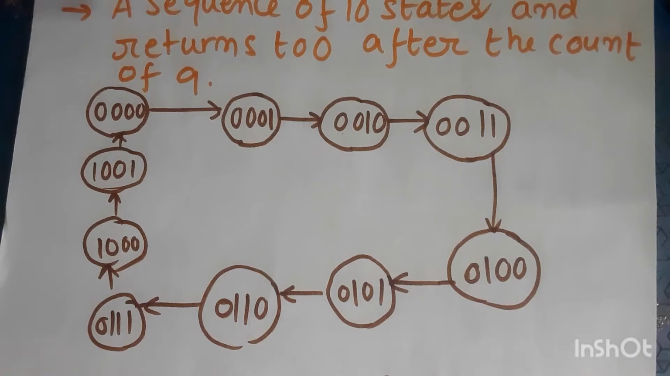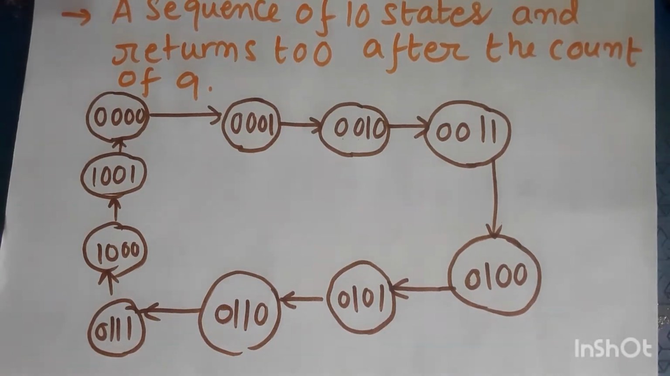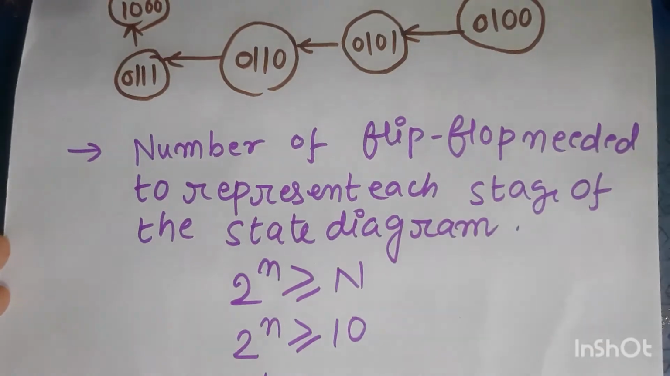Now, while designing a ripple counter, we need to decide what type of flip-flop we will use. We use the complementing flip-flop. That is, the T flip-flop is complementing in nature, that is the toggle flip-flop. And the JK flip-flop is also complementing in nature when both the inputs are 1.